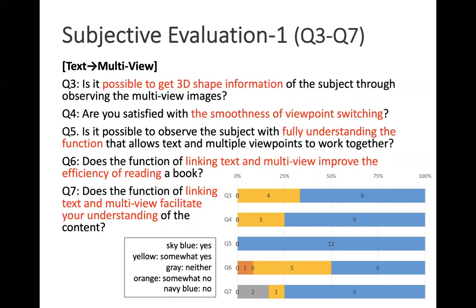Q6, does the function of linking text and multi-view improve the efficiency of reading a book? Q7, does the function of linking text and multi-view facilitate your understanding of the content? This figure shows the result on effects of controlling multi-view display by text manipulation. It means interaction from text to multi-view.